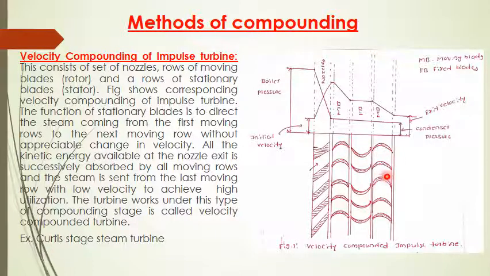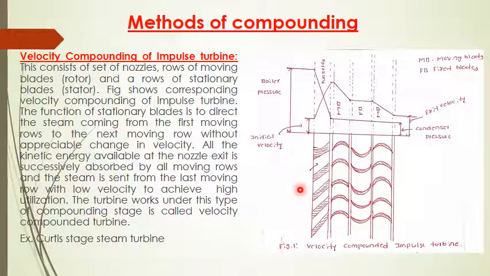This is the last moving row, and the steam is sent from the last moving row with low velocity to achieve high utilization. The turbine working under this type of compounding stage is called a velocity compounded turbine. An example of a velocity compounded turbine is the Curtis turbine.